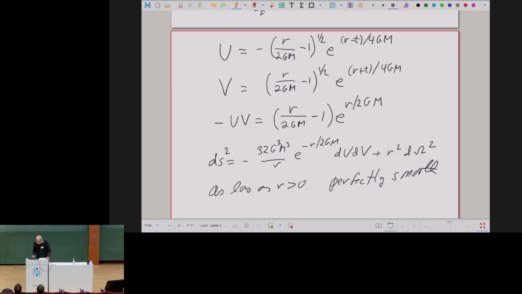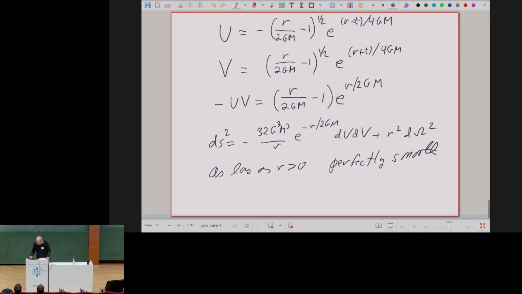If r is 0, then uv is 1. So you find that as long as uv is bigger than 1, the metric is smooth. So in this form, we can continue past the horizon. Nothing bad happens at r equals 2GM in this way of writing the metric. R equals 2GM just means that the product uv is 0, so one of them will be 0. But nothing goes wrong with this metric if either u or v or both are 0.